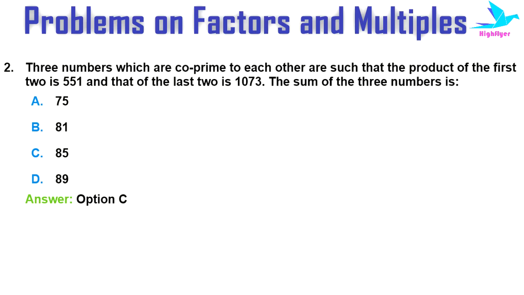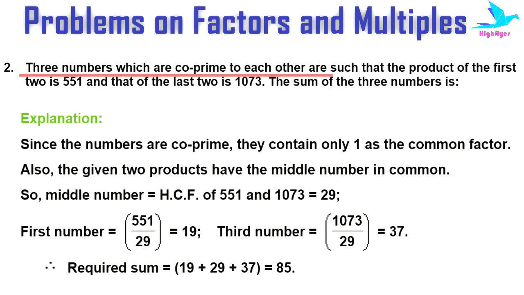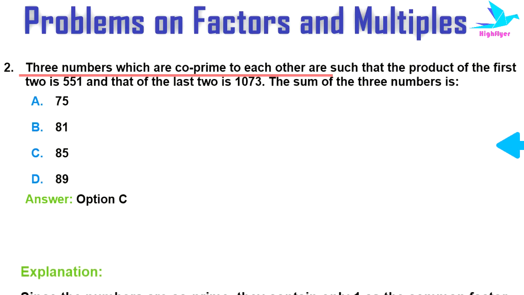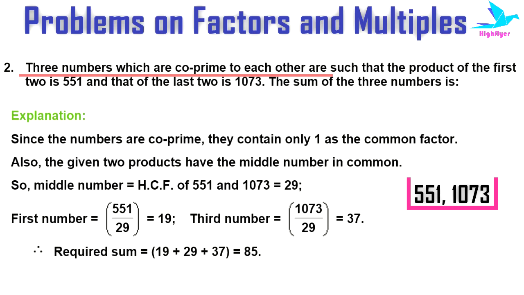Let's see how. Now as the first condition says that all the 3 numbers are co-prime to each other, then the only common factor they must be having is 1. Now to understand it and simplify it further, let's find the HCF of 551 and 1073. Now we can all see that 29 is the only prime number that can divide both 551 and 1073. So it's not only the common factor but also the highest common factor.